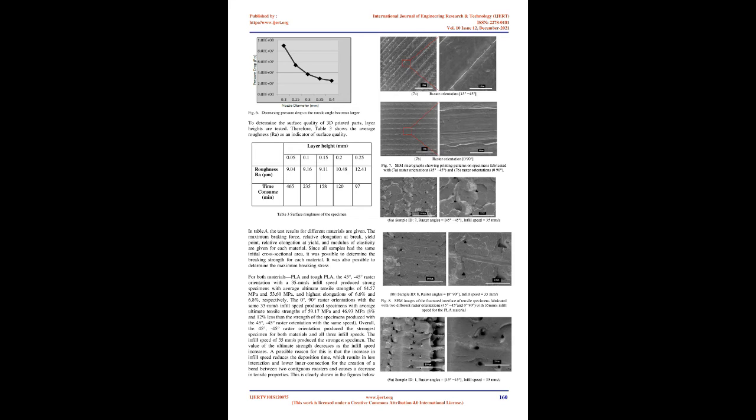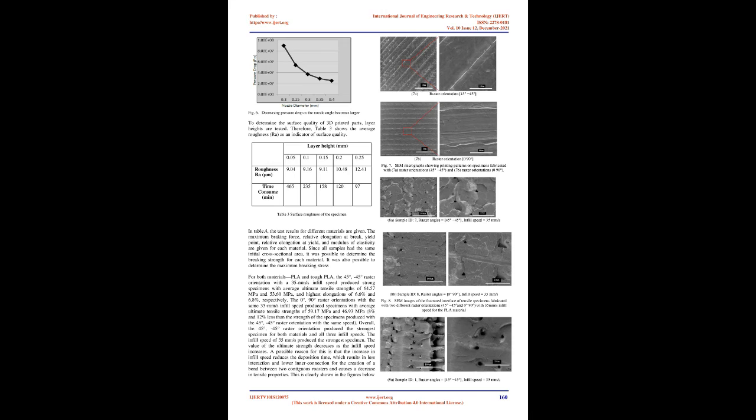Overall, the 45 degrees, -45 degrees raster orientation produced the strongest specimen for both materials and all 3 infill speeds. The infill speed of 35 mm/s produced the strongest specimen. The value of the ultimate strength decreases as the infill speed increases. A possible reason for this is that the increase in infill speed reduces the deposition time, which results in less interaction and lower interconnection for the creation of a bond between two contiguous rasters and causes a decrease in tensile properties. This is clearly shown in the figures below.